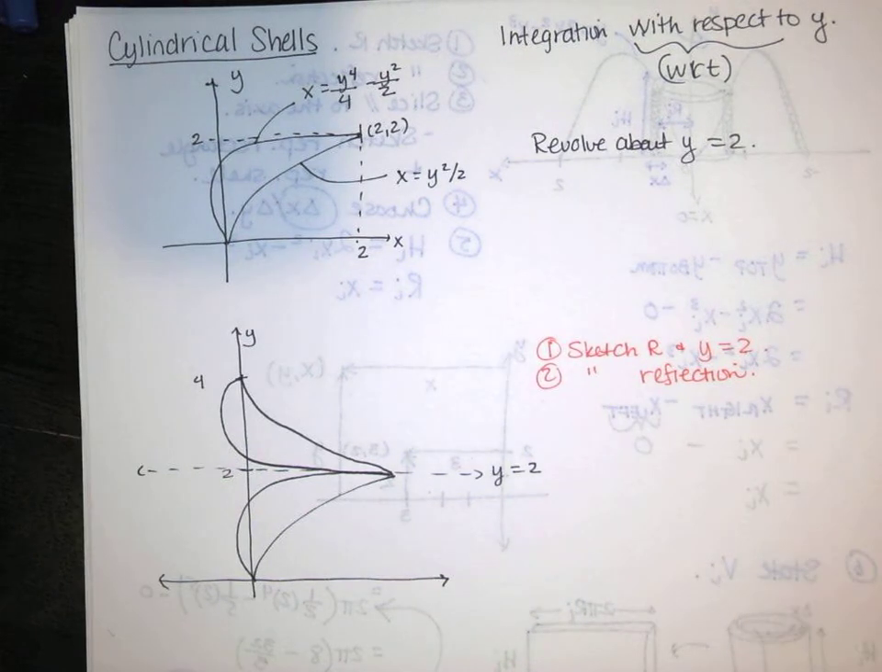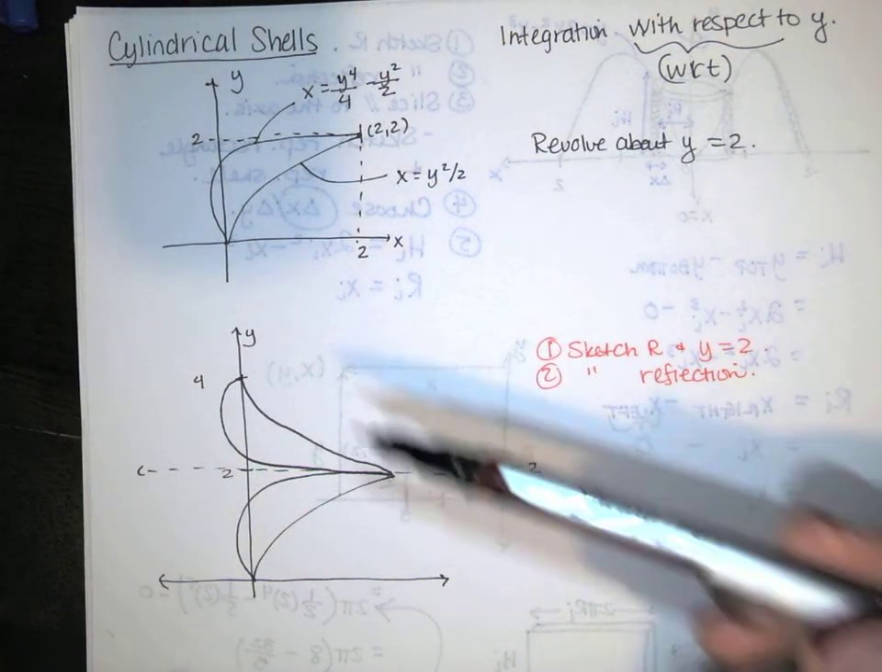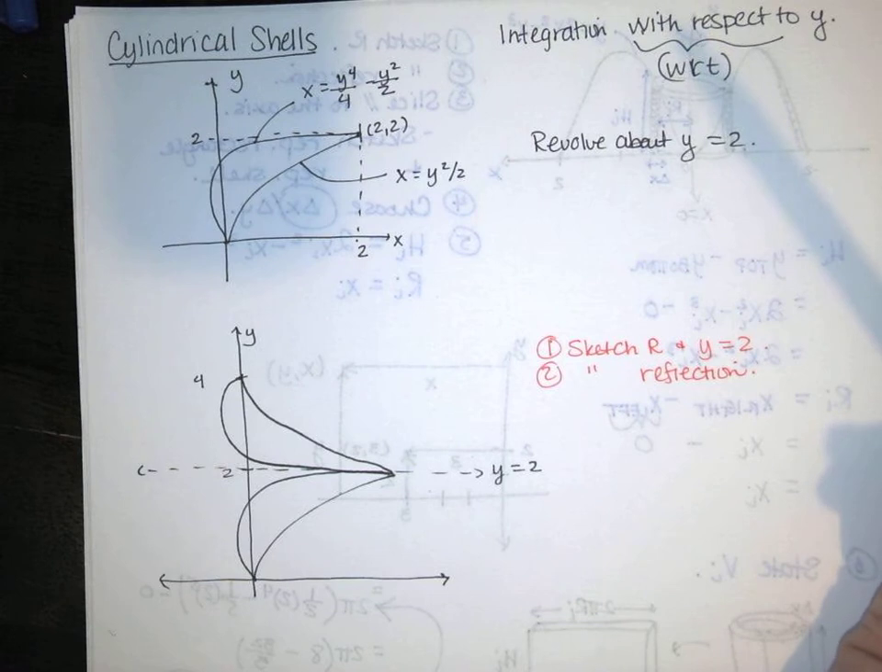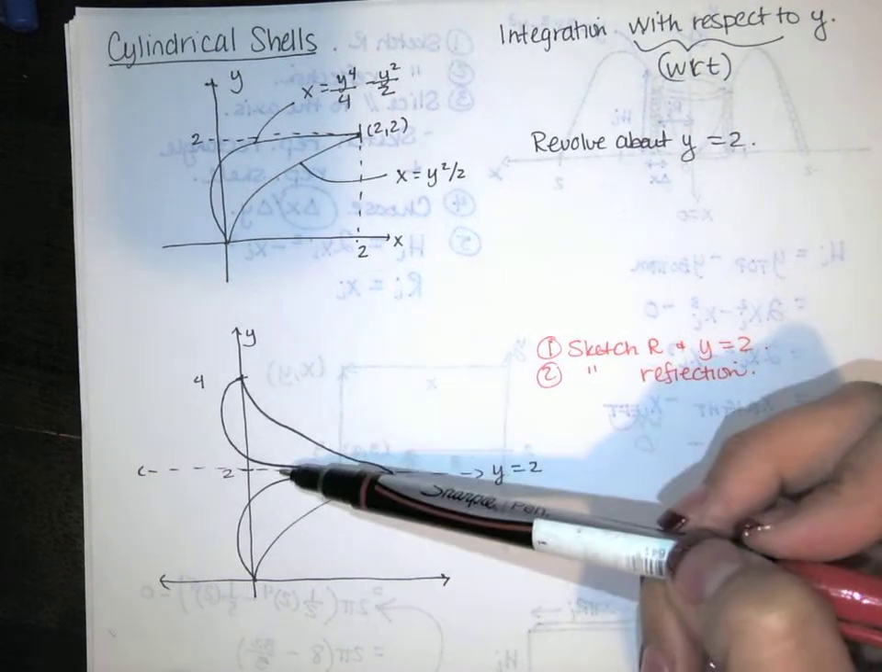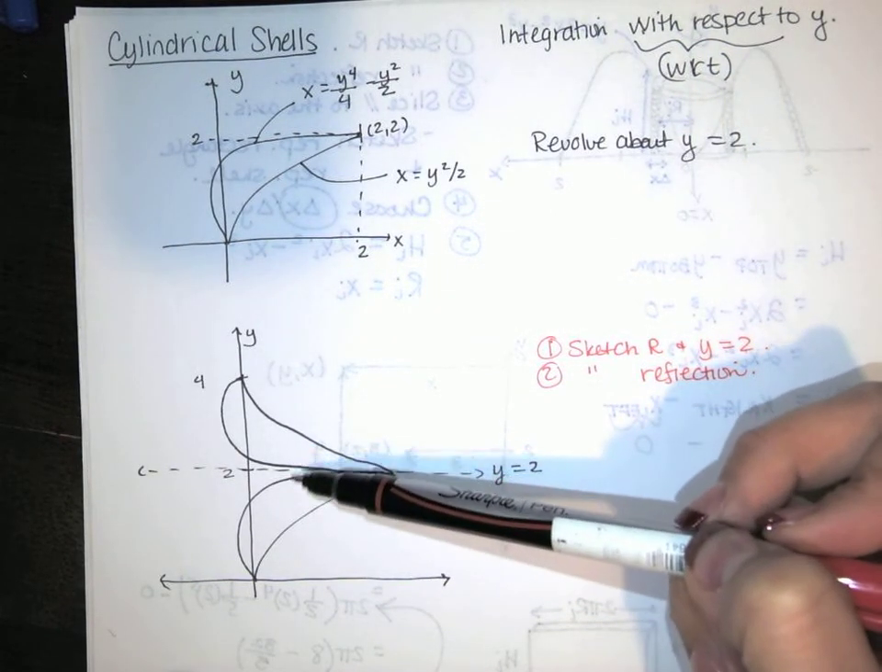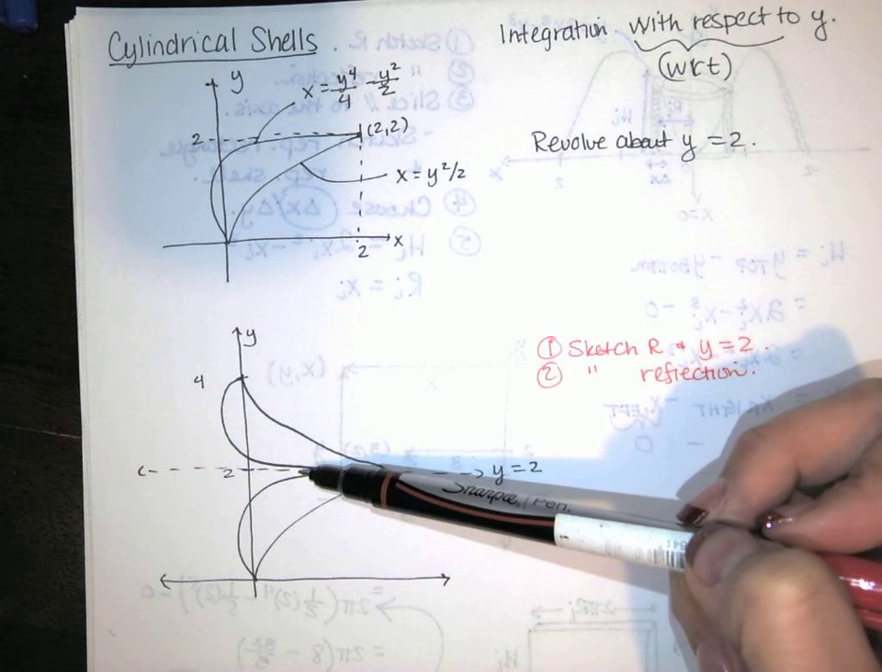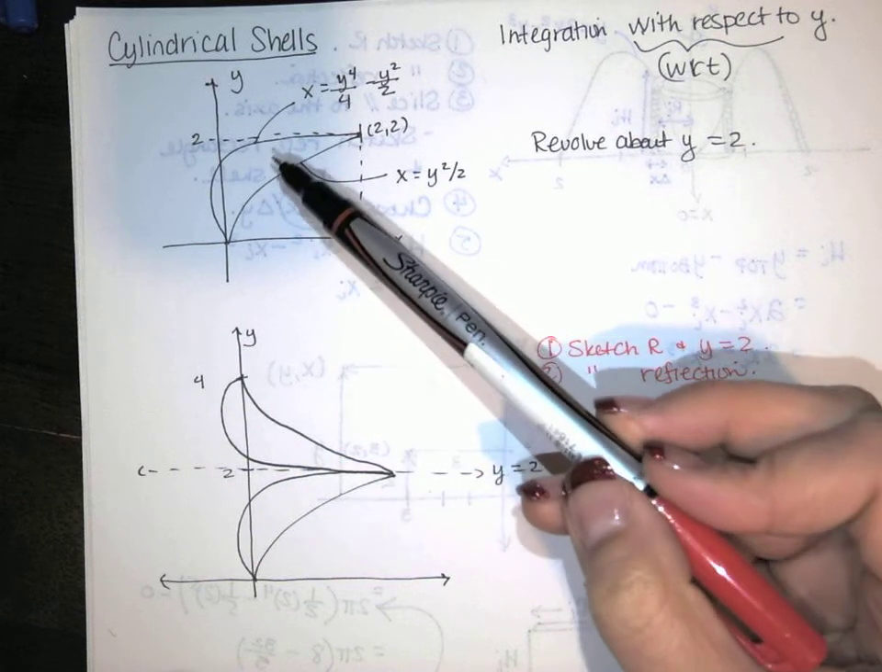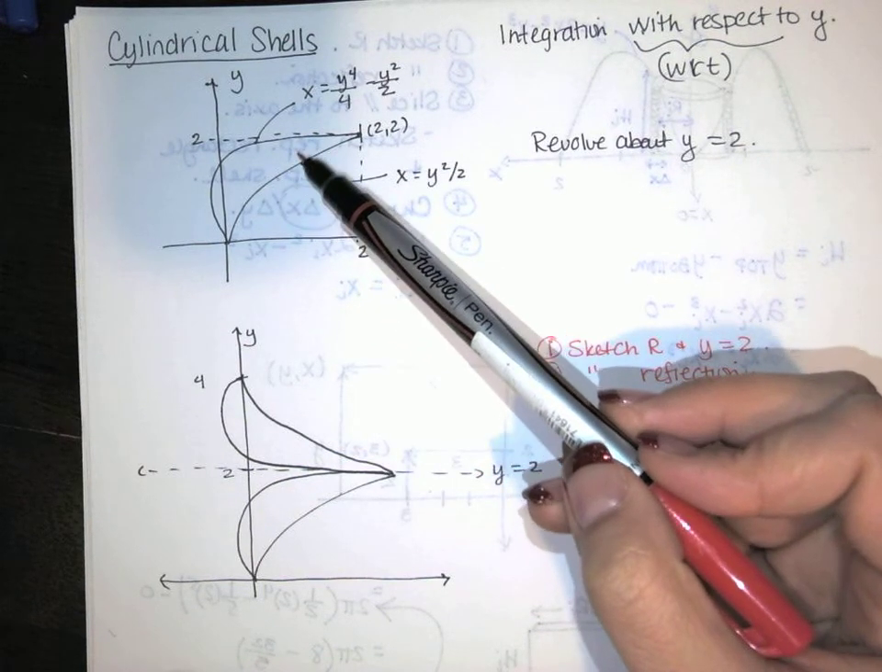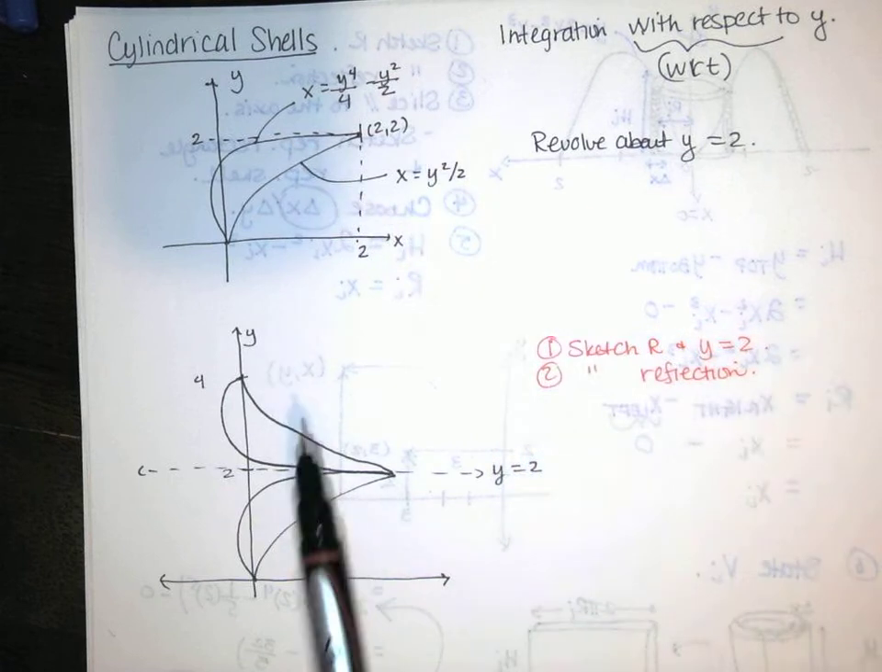Now, with this problem, we could do cylindrical shells, or we could do the disc or washer method. Because there's a gap between our region and the axis, I think we'd have to do washers. But I think this is going to be easier if we use cylindrical shells, because look what happens.